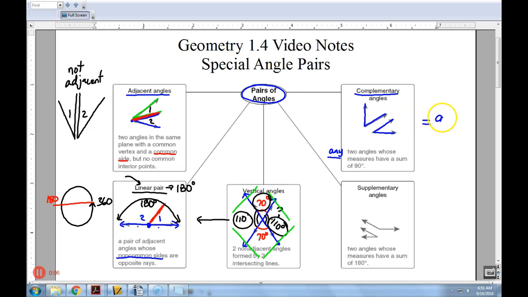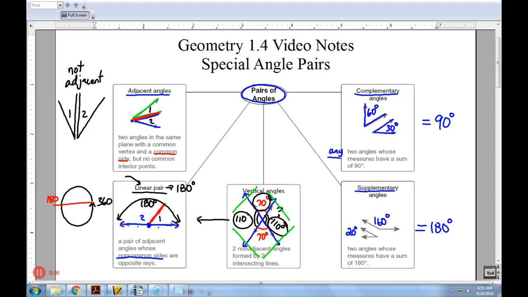So I'm going to put a big equals 90 degrees out here to the side. So for instance, if this one was 60 degrees, this angle would be 30 degrees. So complementary adds up to 90. Very similar, supplementary angles, same idea, except they add up to 180 degrees. So for instance, if this angle was 160, I'm just guessing, this angle would be 20.